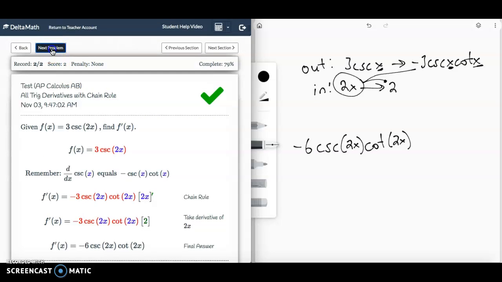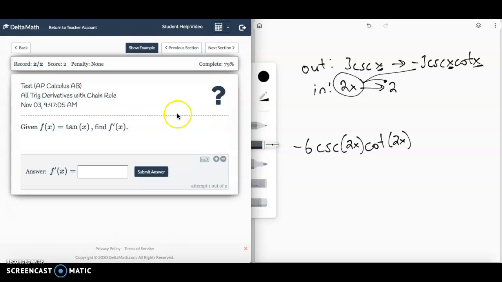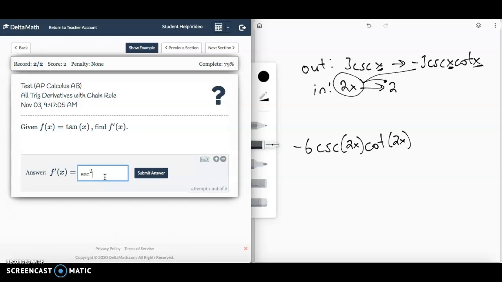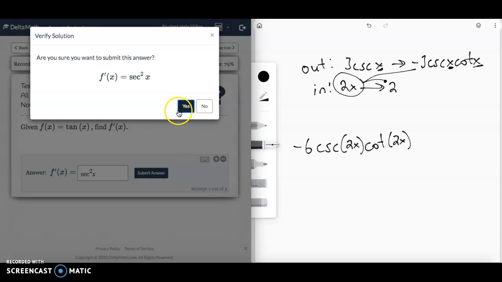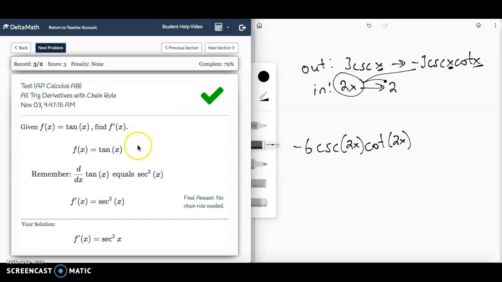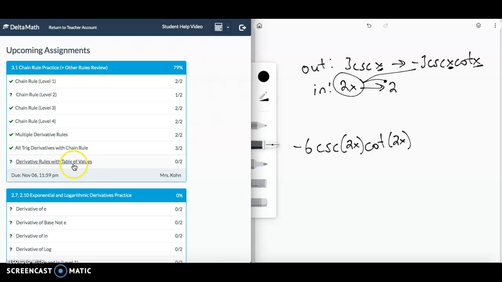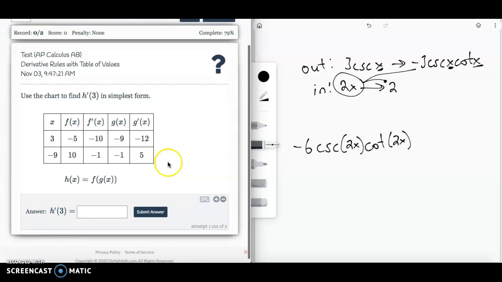Ooh. Here, we'll try one more. Oh, this one's easy. You have to know the derivative of tangent is secant squared. So, stuff like that.